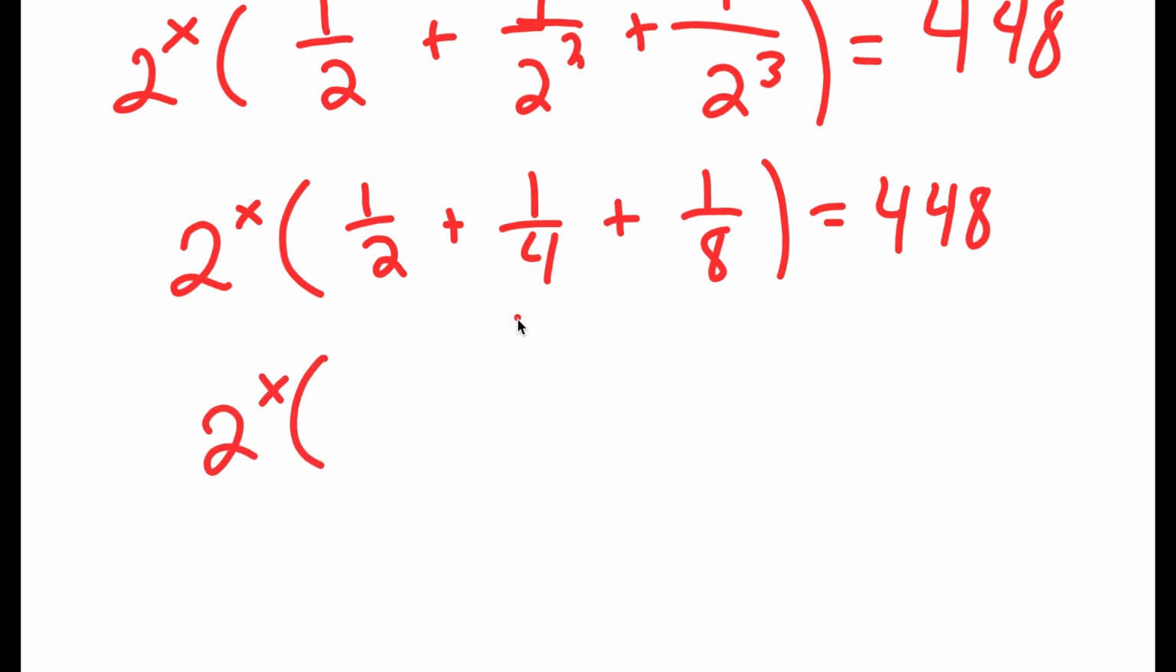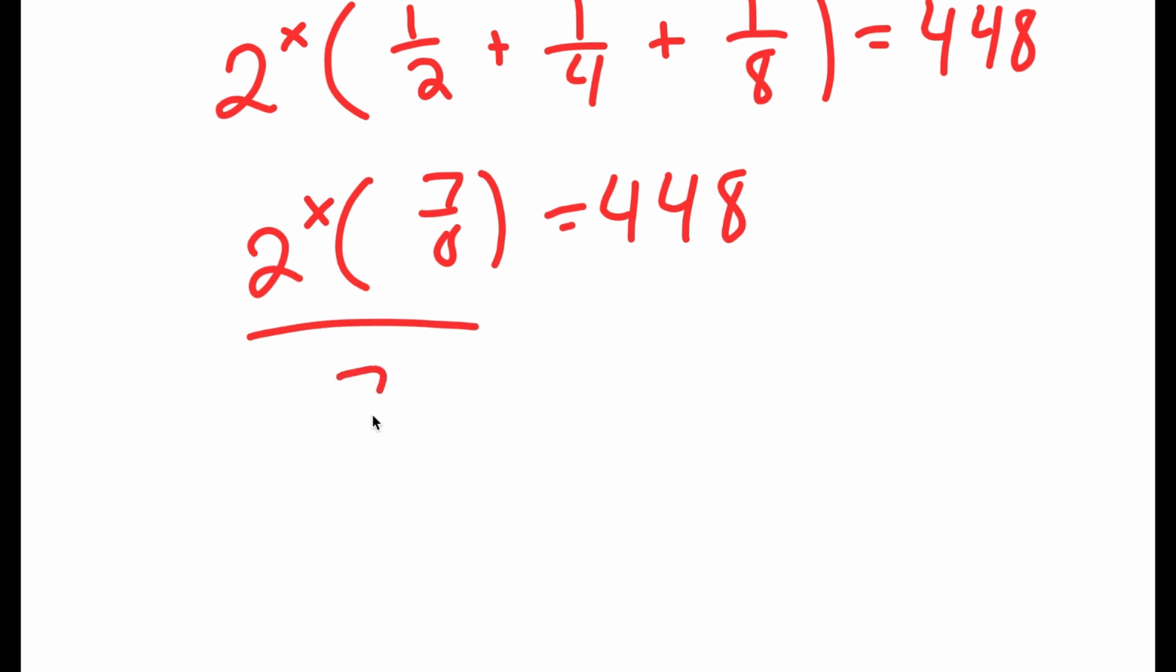Now 1/2 plus 1/4, that's going to be 6/8, which is equal to 3/4. 3 over 4 plus 1/8, that's going to be 7 over 8. So now I have 7 over 8 times 2 to the power of x is equal to 448.